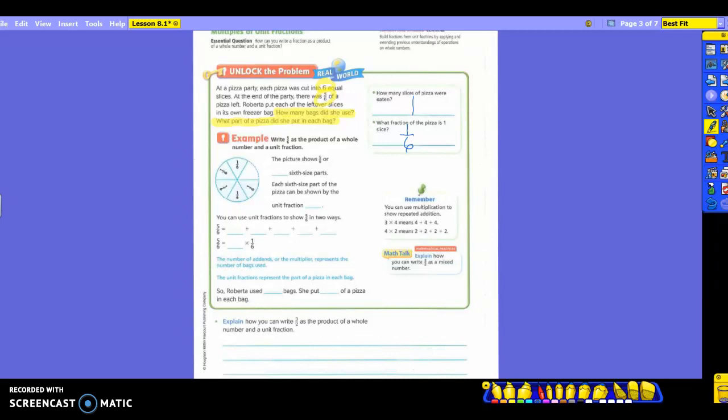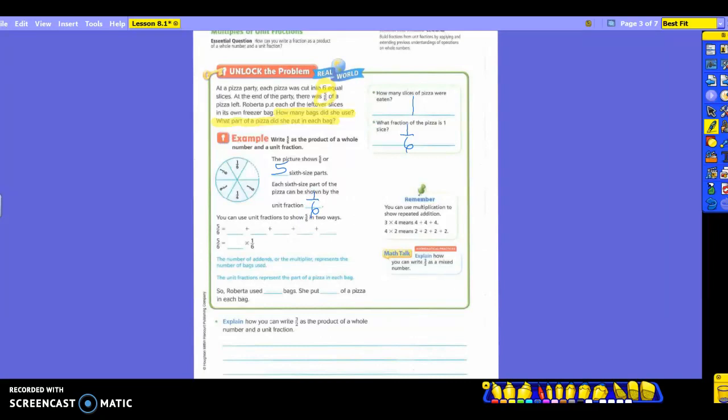Take a look at the example. They have a picture drawn for you. Write 5/6 as the product of a whole number and a unit fraction. So our picture shows 5/6, or how many 6-size parts? It's showing 5 6-size parts. Each one of those 6-size parts of the pizza can be shown by the unit fraction 1/6.